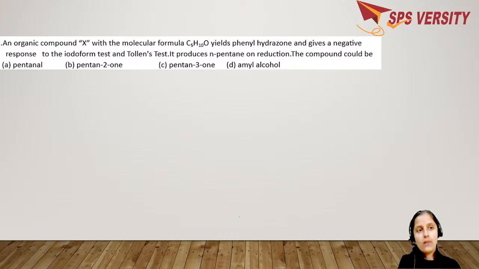The next question which we have: an organic compound with the molecular formula C5H10O yields phenylhydrazone and gives a negative response for the iodoform test and the Tollens reagent. It produces N-pentane on reduction. The compound could be what? What do you think the answer is? Most of the things they have given over here. So an organic compound X with the molecular formula C5H10O.